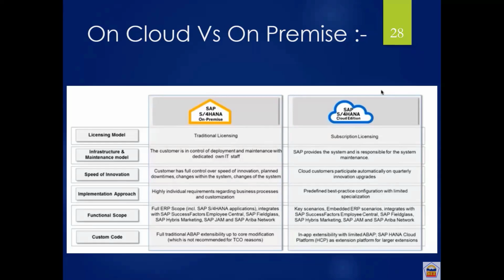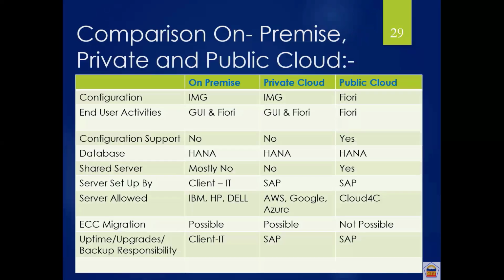Then we have the custom code, again the same thing. We can do more customization on the on-premise if we compare it with the cloud edition. So we have more comparison here. We need to see the pros and cons, and based on that, we need to buy that server, and we need to go for the deployment option, whether it is going to be on-premise, private cloud or public cloud.